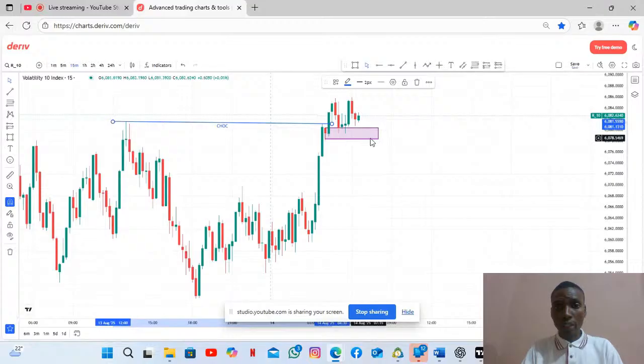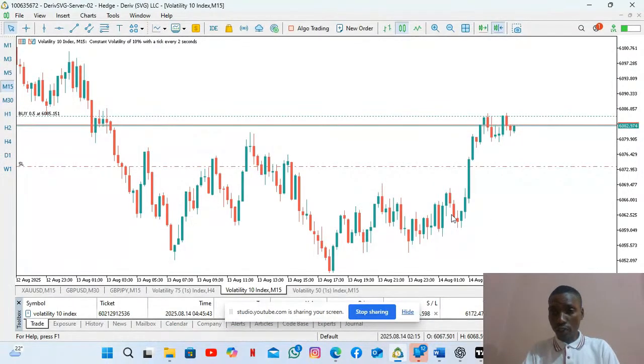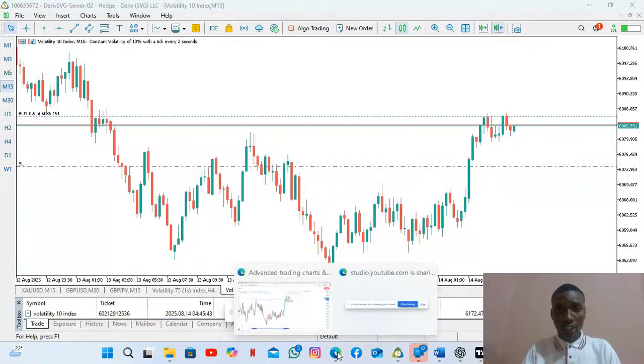So this order block has been respected. If you look at my trade here in this pair, do you see I've actually entered this trade?